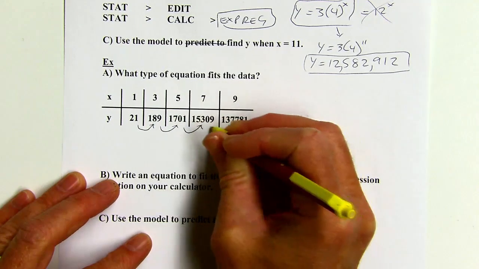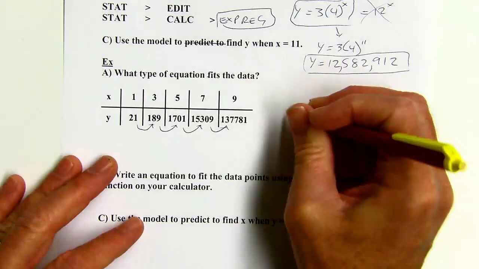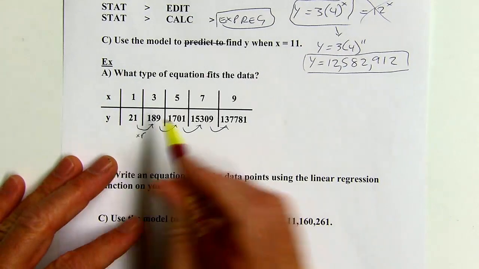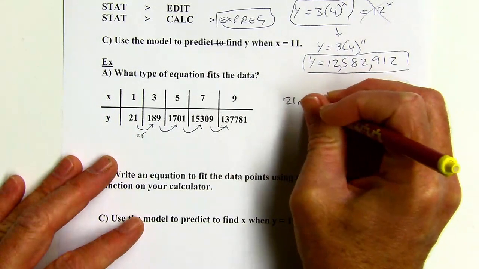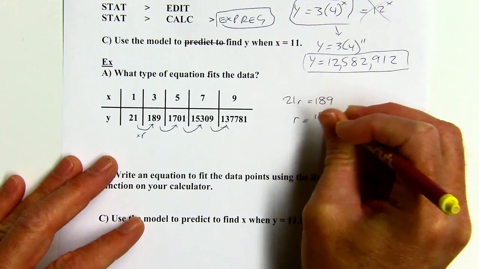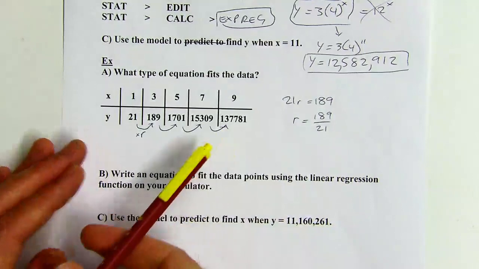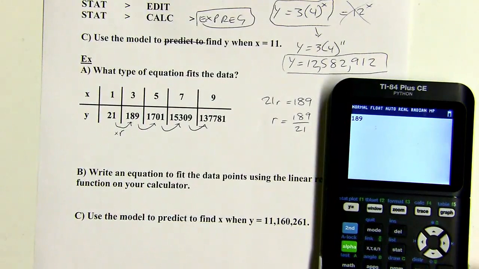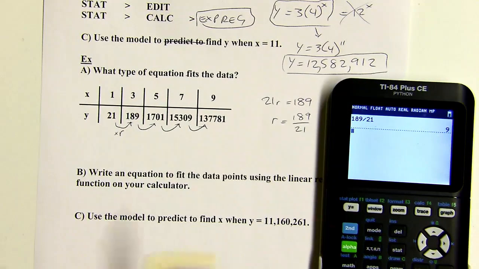Okay, and to do that, I'm going to take any number. Remember, trying to see what r would be here. So 21 times r equals 189, and that means r would equal 189 over 21. You could take any y value and divide by the previous y value. So let's see, 189 divided by 21, and I've got 9.